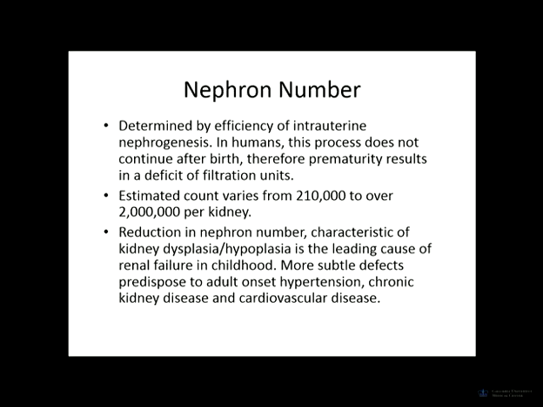Okay. We don't understand what the basis of this marked range in nephron number is, but it seems to be determined by how efficient the intrauterine development is. Remarkable for humans, this is not true of every animal, but once the baby is born, nephrogenesis doesn't continue after birth. So prematurity alone is going to result in a deficit of filtration units.